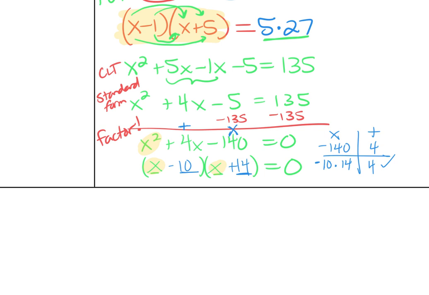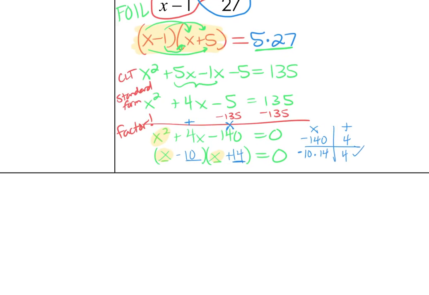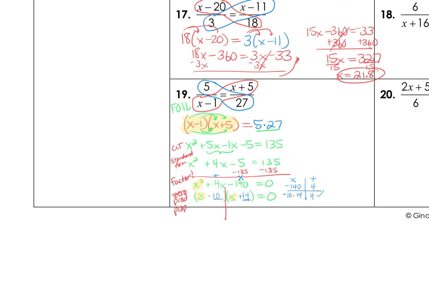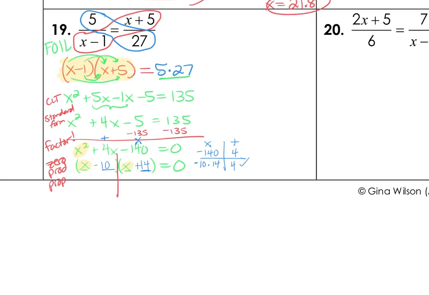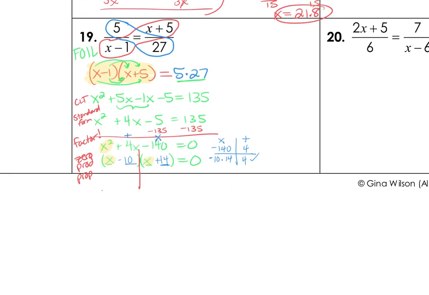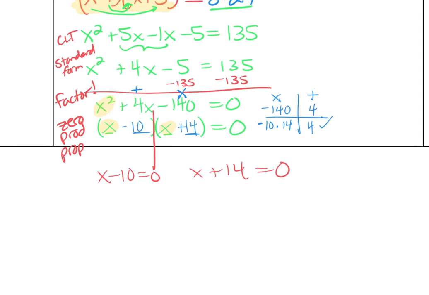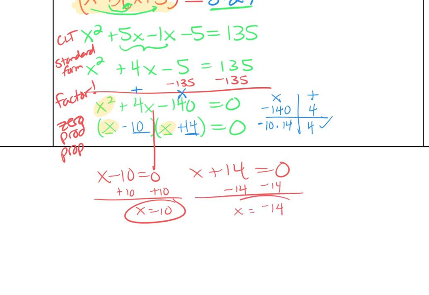All right, final step, because this said to solve it, we have to do what's called the zero product property. So I'm going to split this down the middle, and I'm going to make two little mini equations. So I'm going to make it x minus 10 equals 0 and x plus 14 equals 0. So add 10, I get x equals 10. Subtract 14, x equals negative 14. Those are going to be my two solutions.